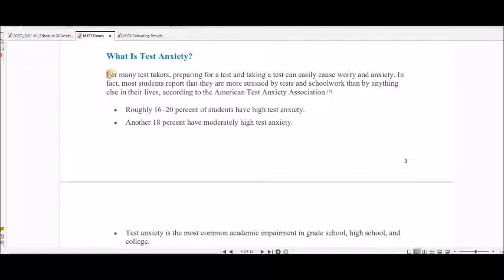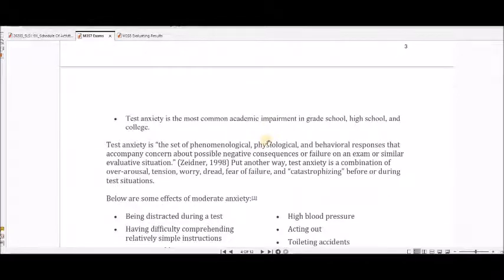So each instructor is just different, right? Now, there are people who get freaked out by this. Whenever a test is coming, they get freaked out. 16 to 20% of students at university claim to have high test anxiety. Another 18% have moderate test anxiety. That can be as much as 40%, or very close to half the class. Half my students in a class could be suffering from some form of test anxiety. All right, I personally think it's even higher than that. It's most common in grade school, high school, and college.